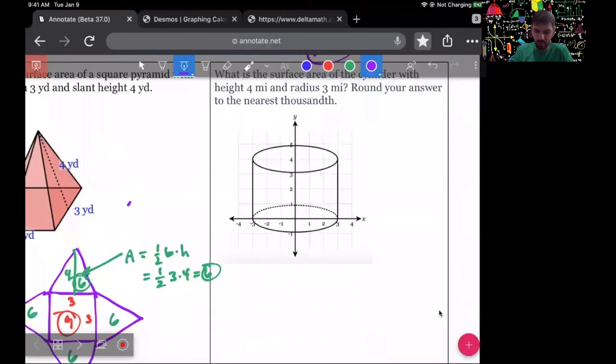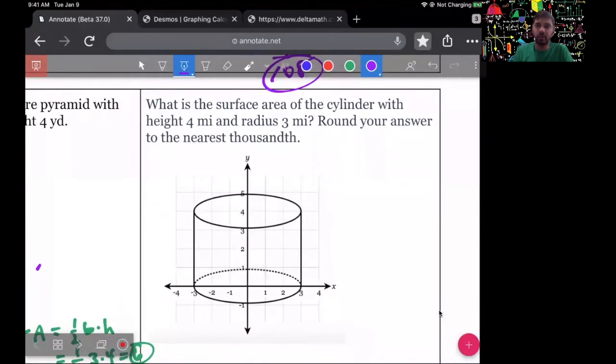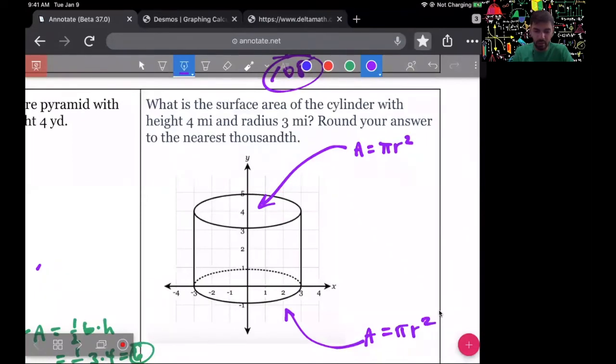Okay, then let's talk about this next one. This is a cylinder. To figure out the surface area of a cylinder, I need to think about what is the net of that cylinder, or what are the faces that compose the cylinder. So on the top, I have a circle, area equals pi r squared. And I have that same thing on the bottom, area equals pi r squared. But then I need to think about, what about this face right here, the sides of this cylinder?